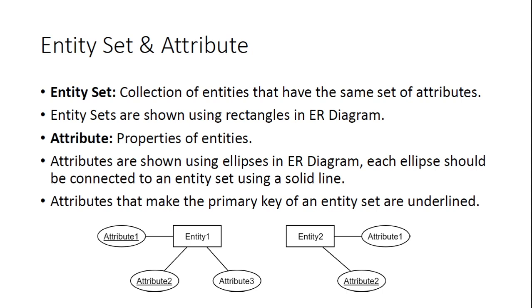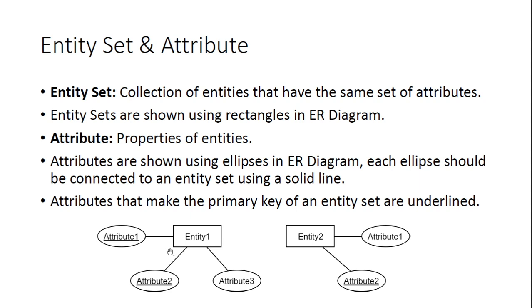So starting with the entity set and the attributes. This is the most basic one that we have in the ER diagram. Entity set is the collection of entities that have the same set of attributes. So for example, if I'm storing an object, I expect that object to have the same set of attributes. For example, for a student, I should always have the name, always have the surname, etc., if that's an attribute. So attribute is the properties of entities.